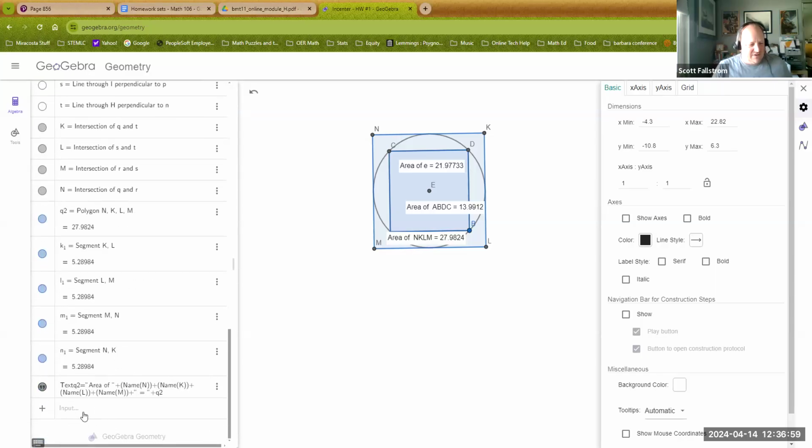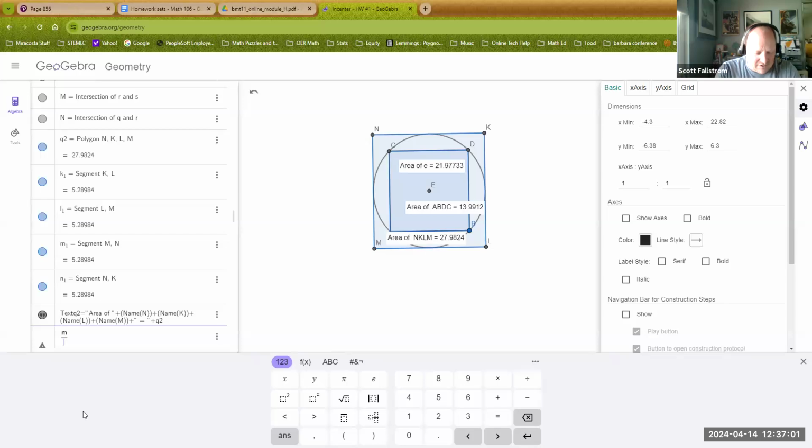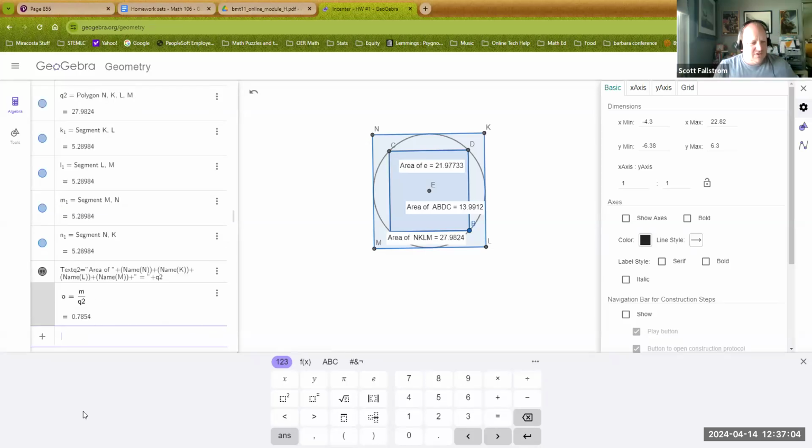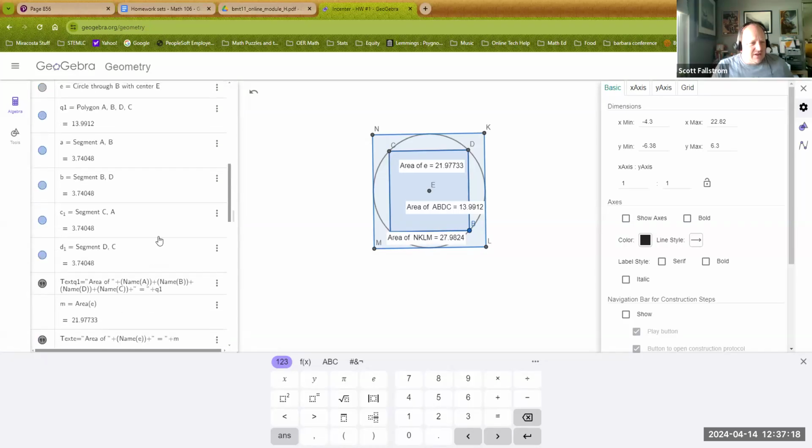So let's see here. If I do M divided by Q2, it gives me 0.7845. Okay. So that's from the circle to the big square. So the circle to the big square uses 78.5%. So we're down about 21.5%. Let's go find the other one.